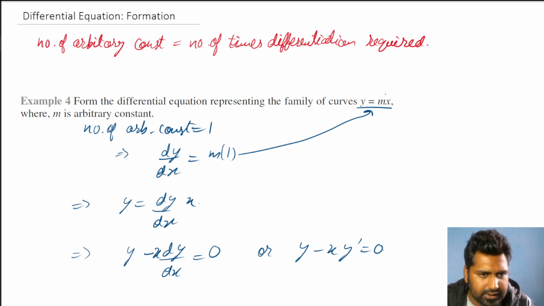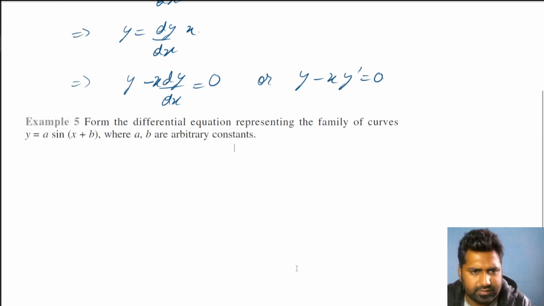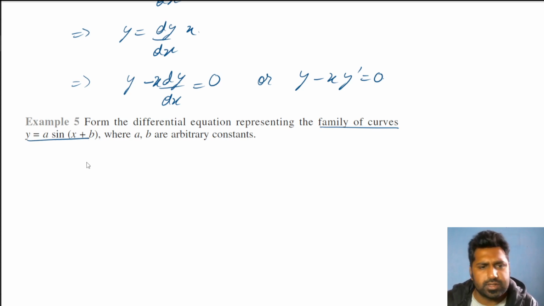Okay, next question, let's see. Again, an equation is given to us. It's saying it is representing some family of curves. Again, don't worry about what is the meaning here. Overall, this is an equation and you have to create equations. Again, he's saying a and b are arbitrary constants. So how many arbitrary constants? 2. That means 2 times you have to differentiate and create the differential equation.